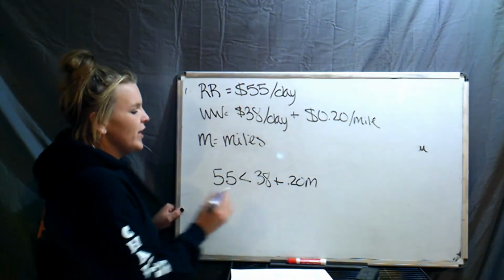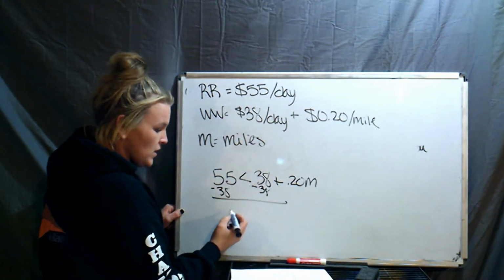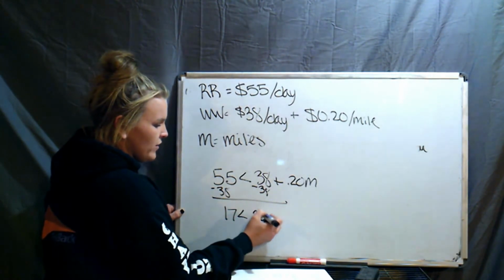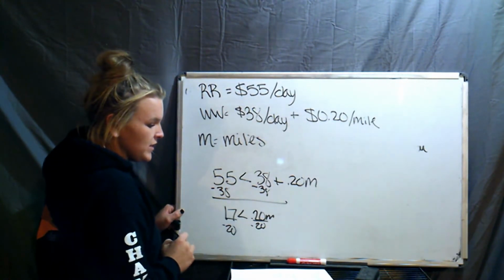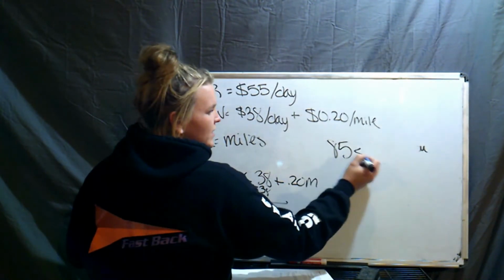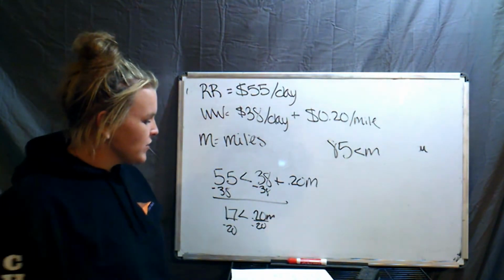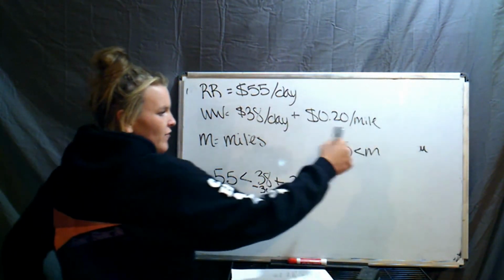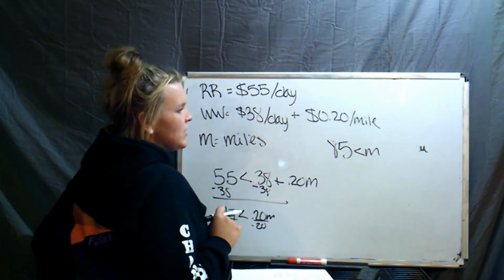So now we're going to solve for m. Subtract 38 from both sides. 17 is less than 0.20 m. Divided by 0.20. 17 divided by 0.20, which would be 85, is less than m. So, for what number of miles is the cost at Rent-A-Ride less than the cost at We Got Wheels? For anything greater than 85, the cost is going to be less.